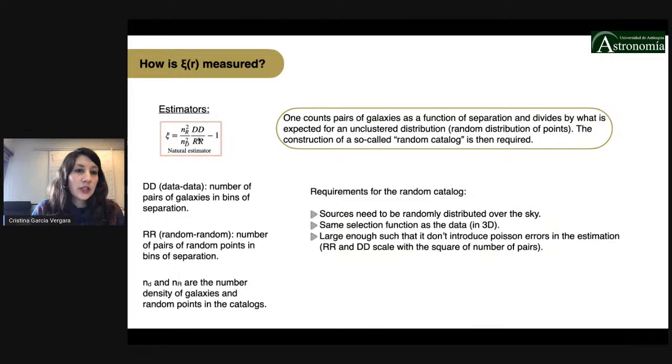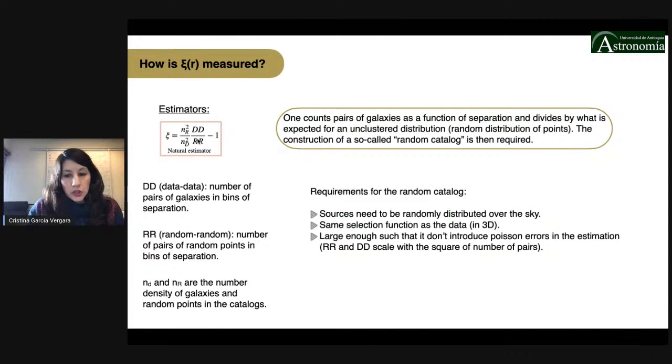Then DD here is the data-data. This is just the number of pairs of galaxies in bins of separation. RR is the random-random, which is the number of pairs of random points in bins of separation. Then it's the same as the data, but using the random catalog that you created. And N_D and N_R here are just the number density of galaxies in each one of the catalogs. Then you basically have to normalize these quantities to have a fair comparison.